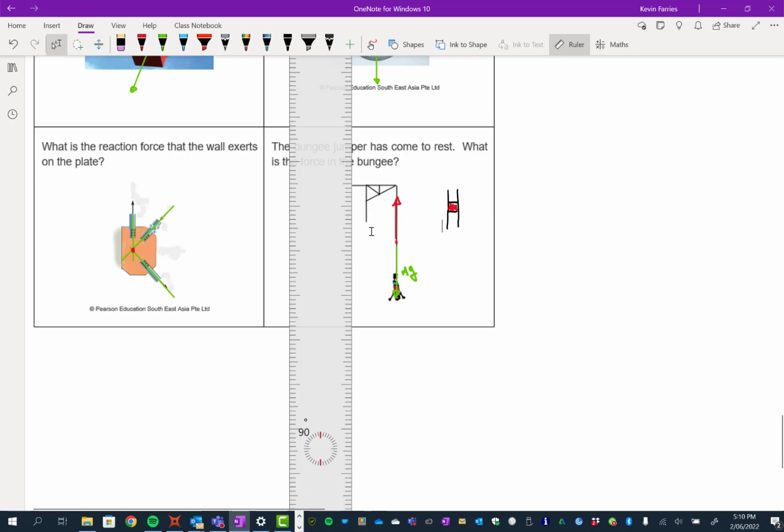Okay, so having figured out how to identify the particle within a system, we'll now look at how we use particle equilibrium to figure out unknown forces.